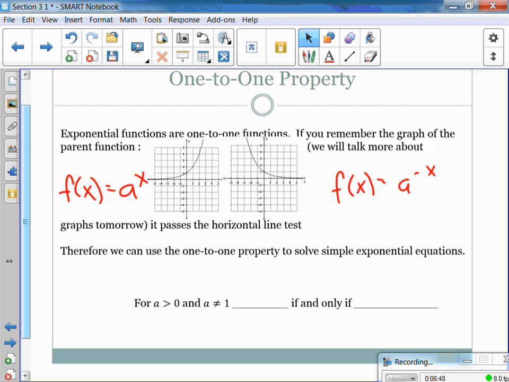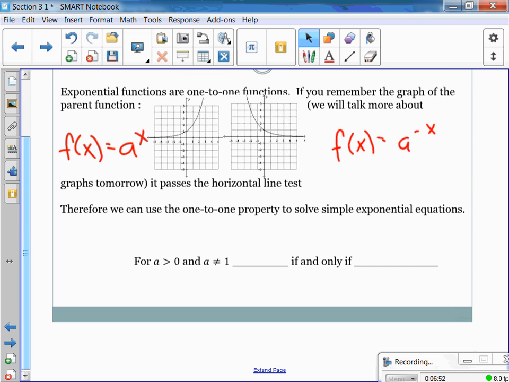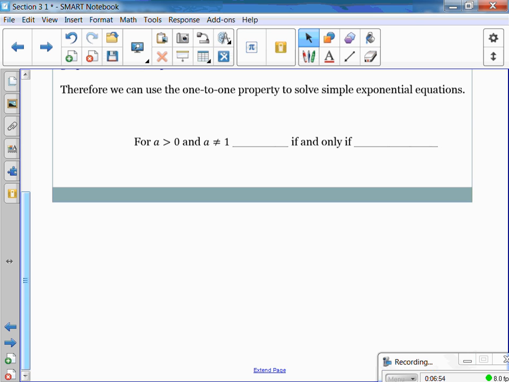But another nice thing with our 1-to-1 property we can use to solve our exponential equations is, for a greater than 0 and not equal to 1, a to the x equaling a to the y happens if and only if x equals y. So in other words, if I have the same base and I know they're equal to each other, all I have to do is compare the powers. So the powers are equal to each other.